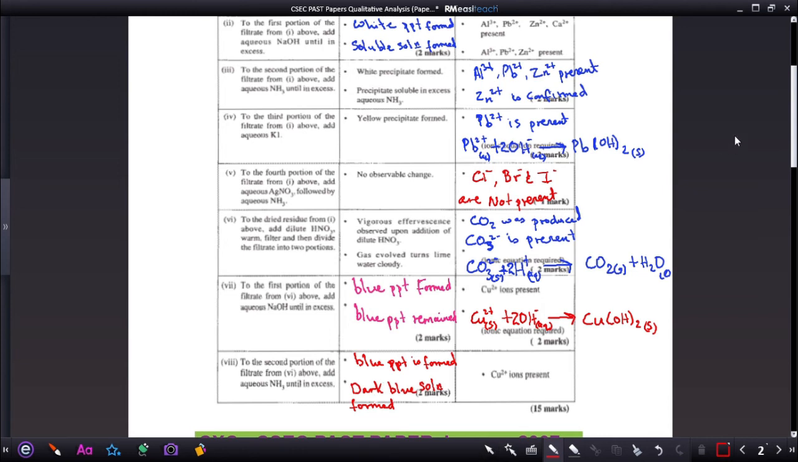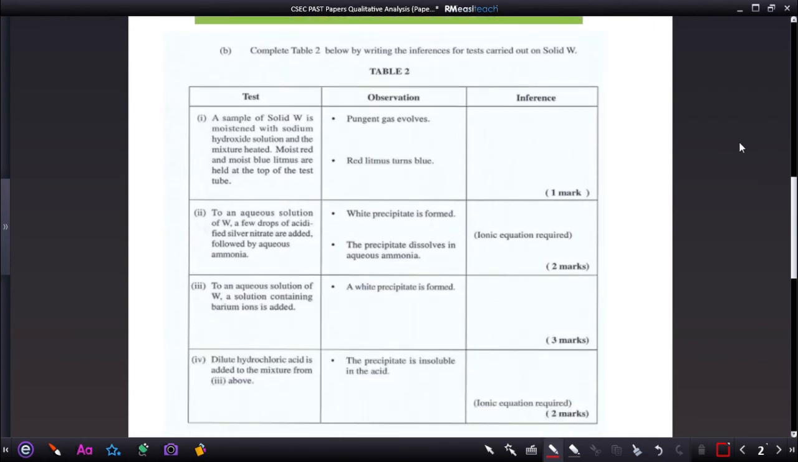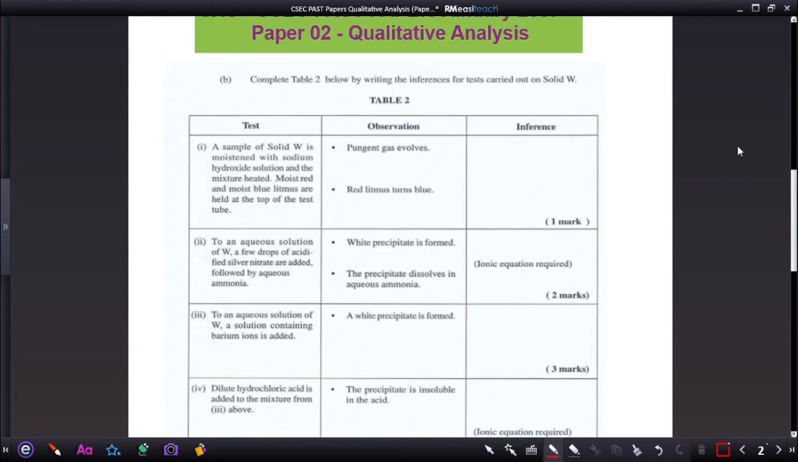So let us look at the next part. This is January 2007. Complete table 2 below by writing the inferences for tests carried out on solid W. A sample of solid W is moistened with sodium hydroxide solution and the mixture heated. Moist red and moist blue litmus are held at the top of the test tube. So these are the observations. A pungent gas evolves. Red litmus paper turned to blue.